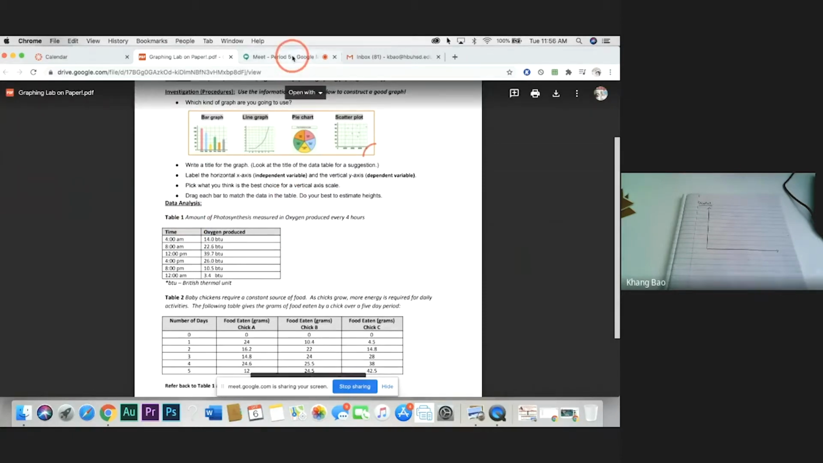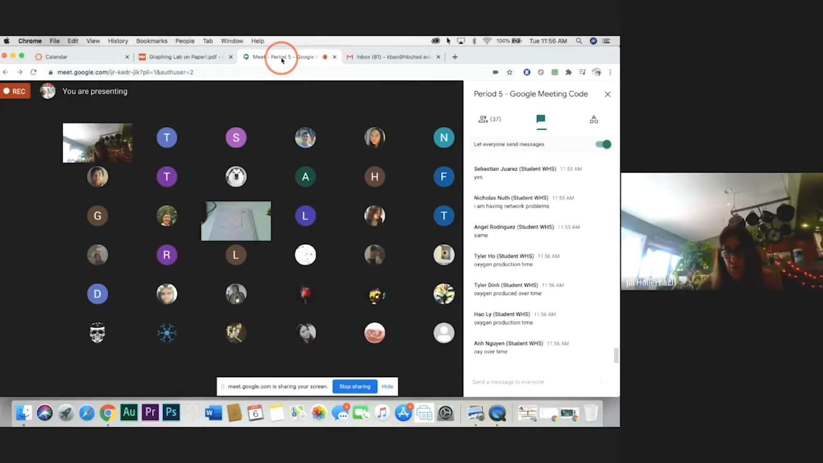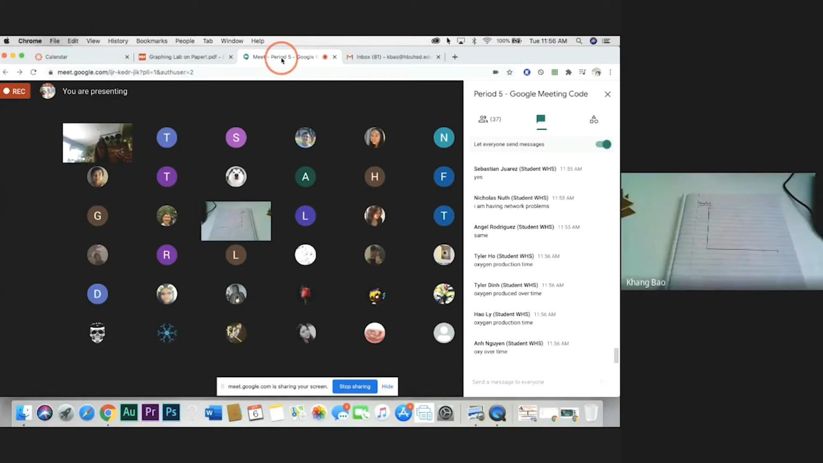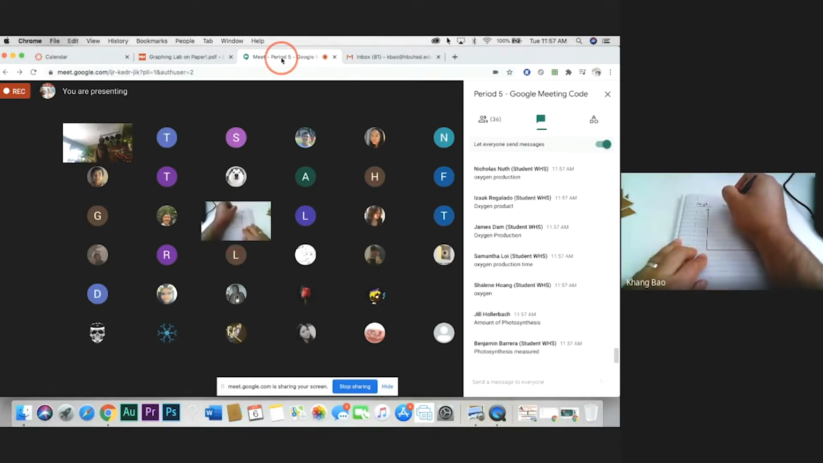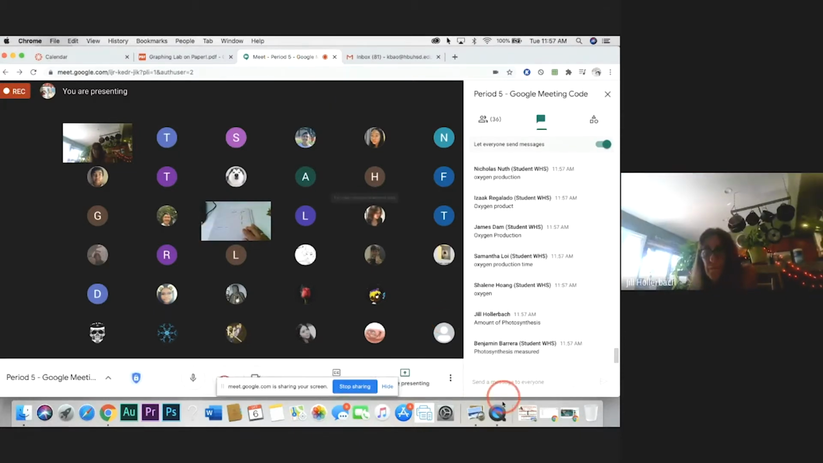Everybody go in the chat box. Can you help me, everyone? What would the title for graph number 1 be? In the chat box, let me know. Can't you just use the title they give you and kind of reword it? Yeah, and that's what they suggested, to look at the data table. I give my graph a title: oxygen production.